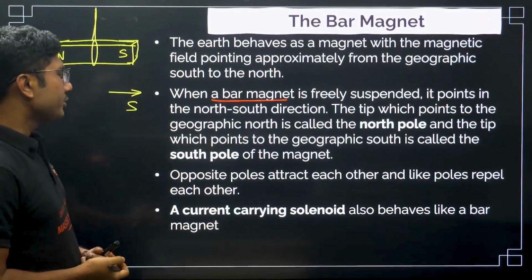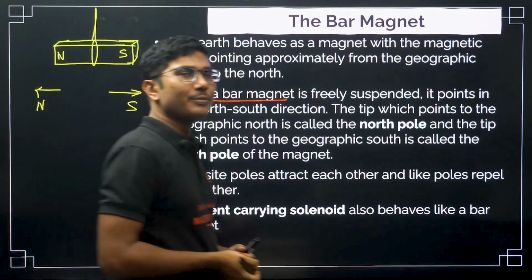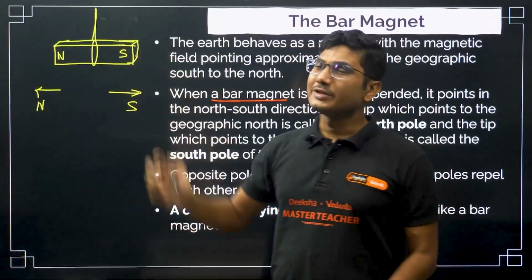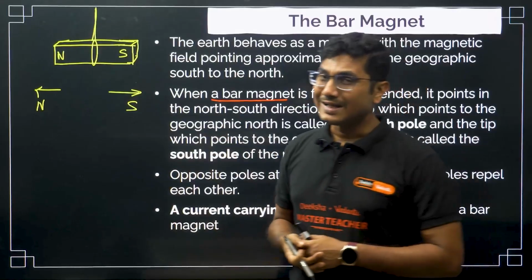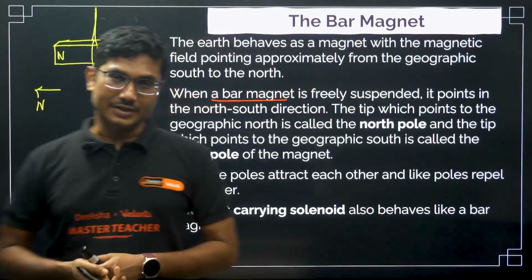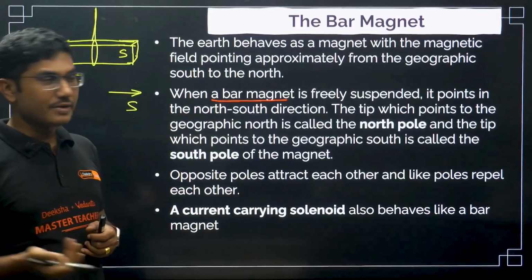Opposite poles attract each other and like poles repel each other. So if you bring two north poles, they will repel. If you bring a north pole and a south pole, then they will attract each other. So opposite poles always attract, like poles always repel.